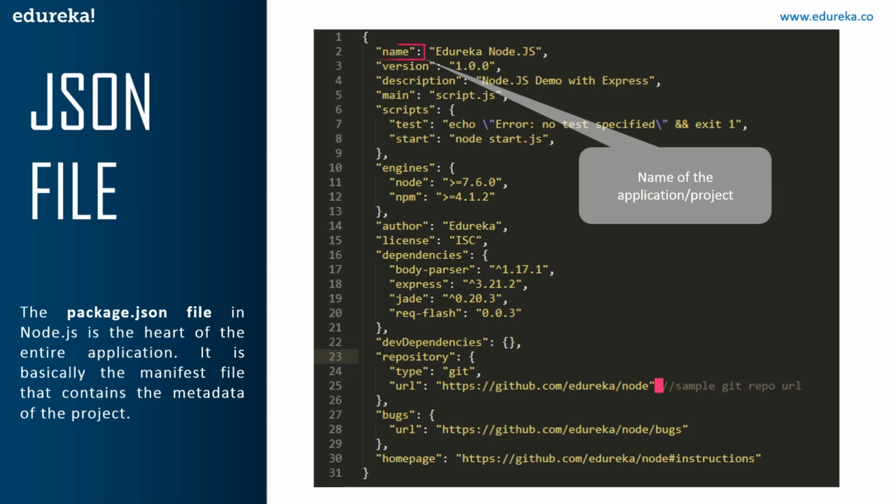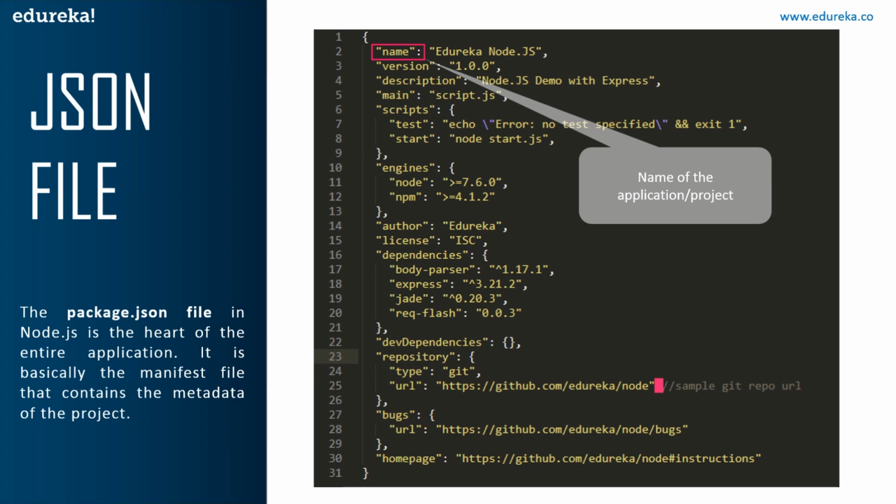What is the name of the application and project? All these are the metadata: name, version, description, scripts, engines, dependencies, dev dependencies, homepage, repository, bugs, license, author. This metadata helps me identify the project, and it acts as a baseline for users and contributors to get information about the project. A package.json file is always structured in JSON format, which allows it to be easily readable as metadata, and it is also parsed by machines very easily.